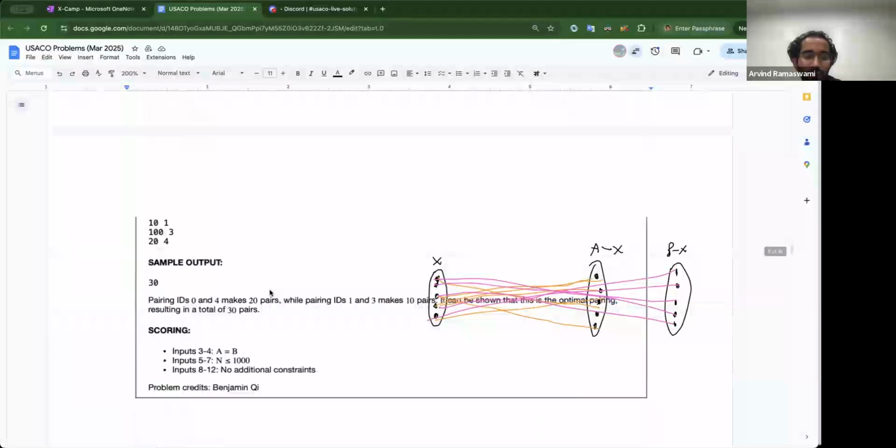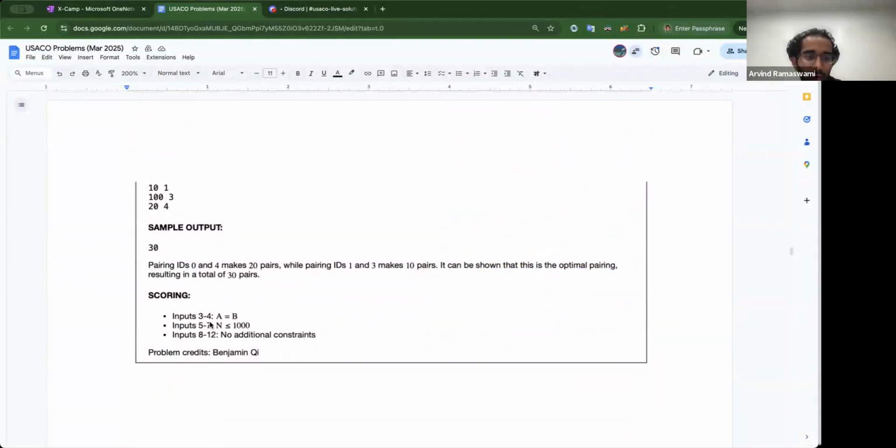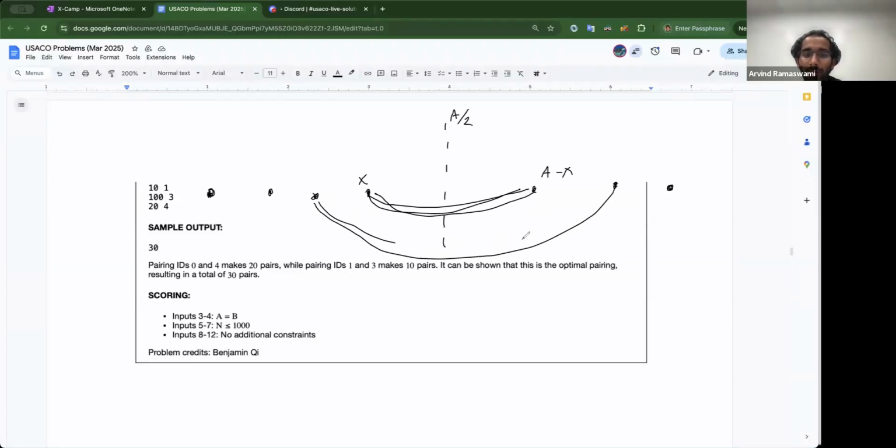So let's consider, as a warm-up, the first case, right? A is equal to B. So here the connections are only made between X and A minus X. So there's some kind of structure here. A over 2 is in the middle, and then you have all these locations where the cows have these IDs. All the connections are going to be nested in some sense. It's going to have this nested structure.